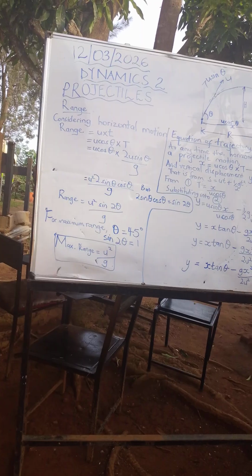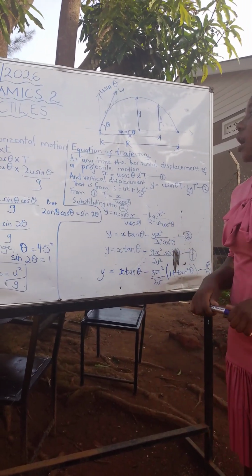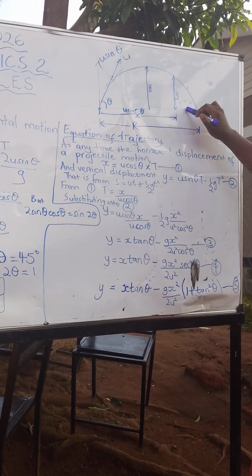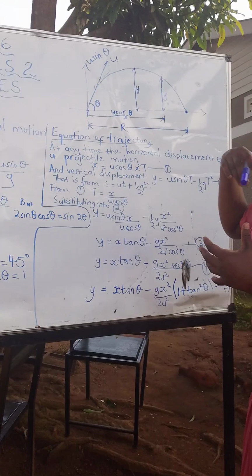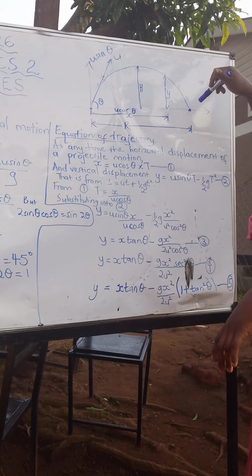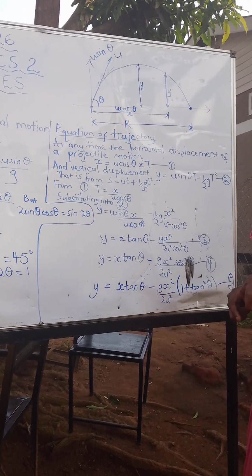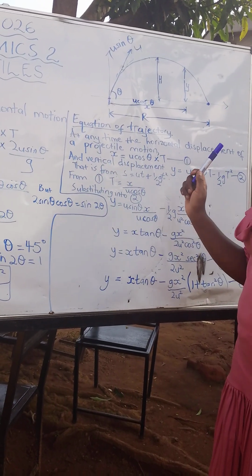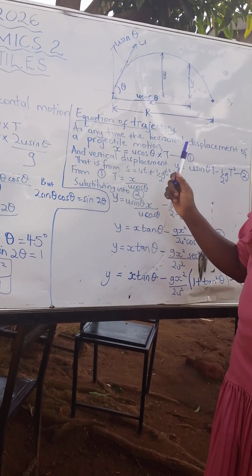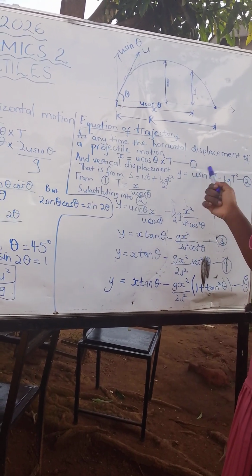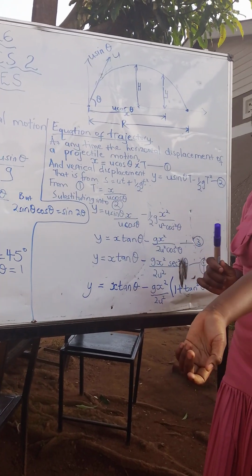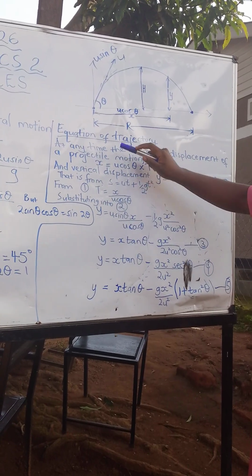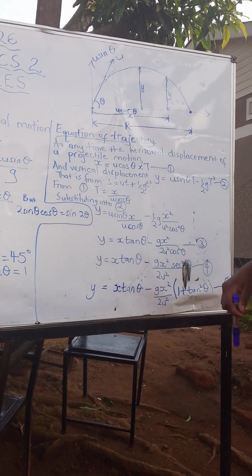So we move to the equation of the trajectory. We want the equation that describes the path from the point of projection until the body hits the ground. At any time, the horizontal displacement x of a projectile is always the velocity times the time.